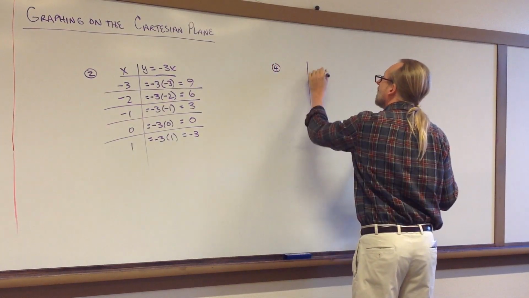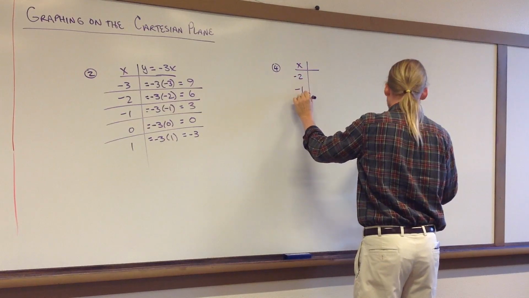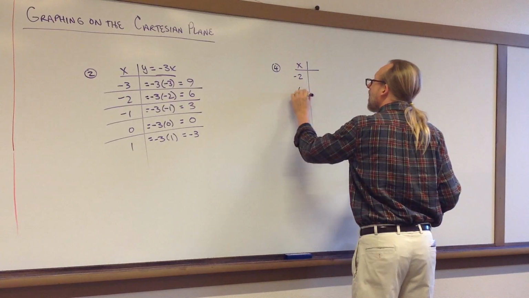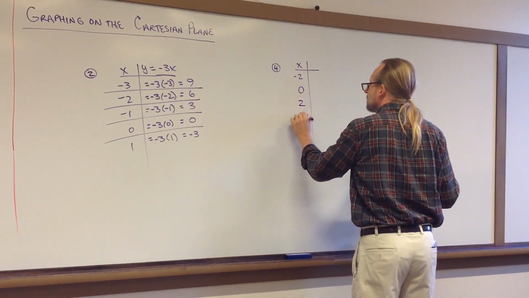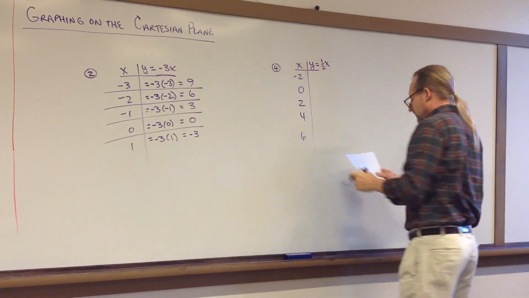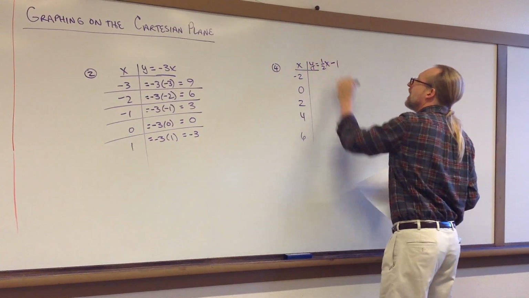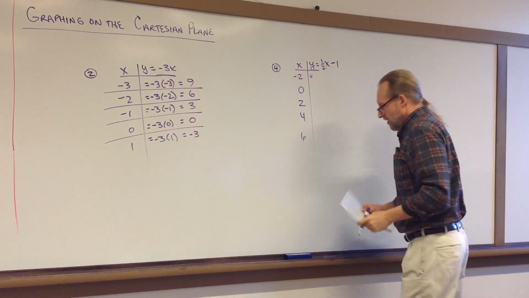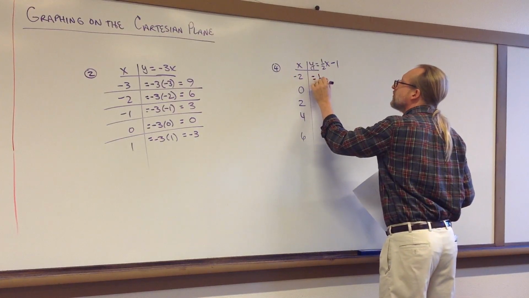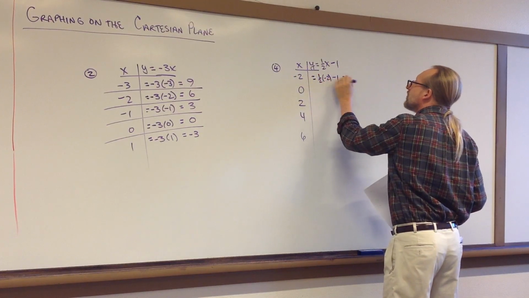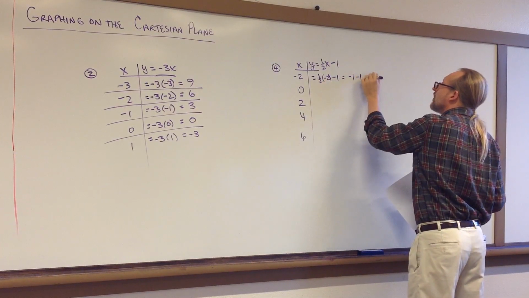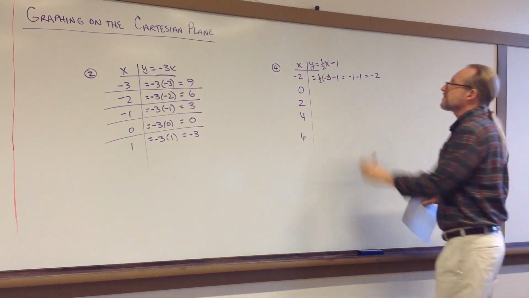We've got x's starting at negative 2, and then 0, and then positive 2, positive 4, and positive 6. And our y's are going to be equal to 1/2 x minus 1. Okay, so let's see here. So this is going to be equal to 1/2 times negative 2 minus 1. 1/2 times negative 2 is negative 1. Negative 1 minus 1 is negative 2.